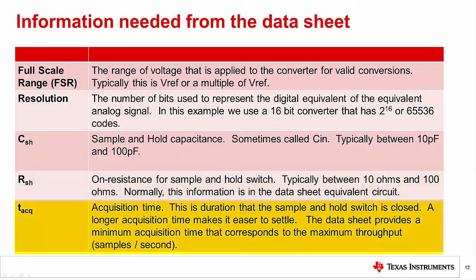TAC is the acquisition time. This is the duration that the sample and hold switch is closed. A longer acquisition time makes it easier to settle. The datasheet provides a minimum acquisition time that corresponds to the maximum throughput in samples per second.